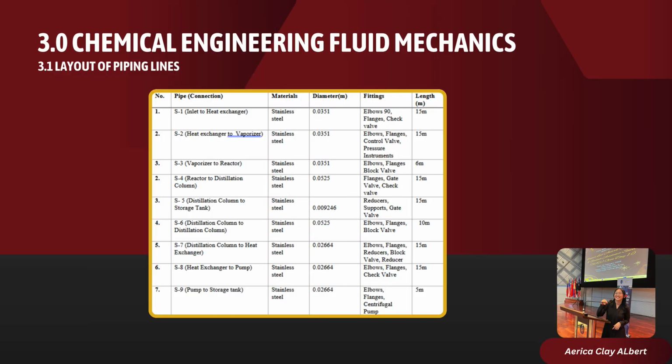Now we'll move on with the piping layout. This system uses stainless steel pipes with calculated diameters and lengths to ensure efficient product flow ranging from 0.0351 to 0.0525 meters in diameter and 5 to 50 meters in length. Fittings like elbows, flanges, and valves are selected to optimize control, safety, and fluid regulation throughout the process.